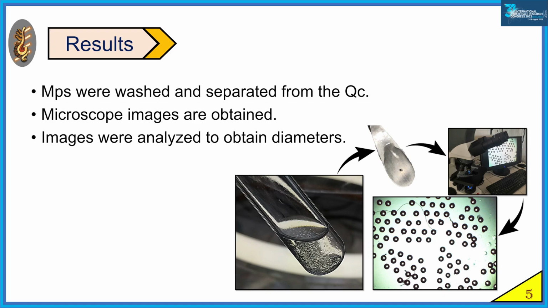The microparticles are obtained in a reservoir with solution to be washed and separated from the continuous phase. The microparticles are then observed under a microscope and images are captured. Subsequently, the images are analyzed to obtain their diameters. The image shows the process of how we wash and separate them to obtain the different images to analyze and show their diameters.